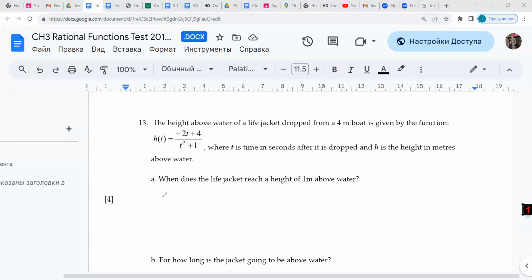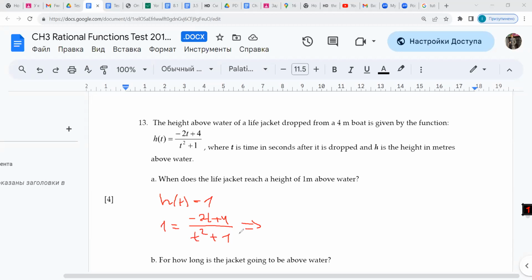So basically, we're asked when h of t equals 1. So we have to solve it for 1. 1 equals negative 2t plus 4 divided by t squared plus 1. When does the life jacket reach a height of 1 meter above the water?